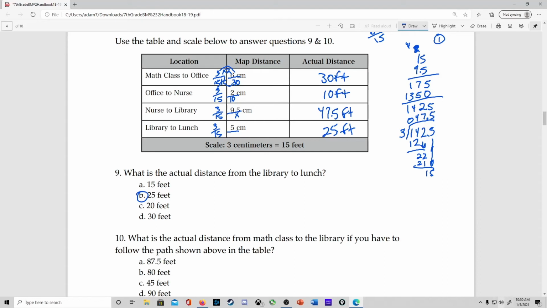Okay, now this one's asking us, what is the distance from math to the library? Well, we see here that we have to go from the math class, which is here, to the office, and then from the office to the nurse, so we need to add that together. But we're trying to get to the library, so from the nurse, we have to go to the library, which is this distance. So we know that we have 30 plus 10 plus 47.5. 5 decimal, 7. 1 and 3 is 4, and 4 is 8. So 87.5 feet. So there's our answer A.